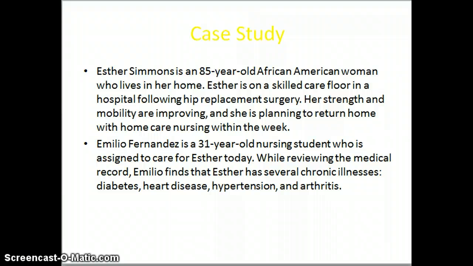In looking at a case study then, we will be following this throughout the classroom as well. We see an 85-year-old African-American woman who is on skilled care following hip replacement surgery.